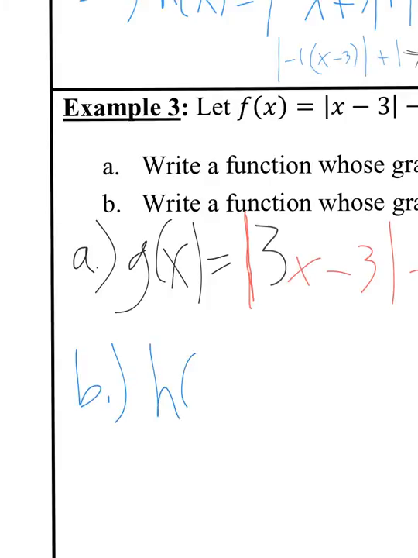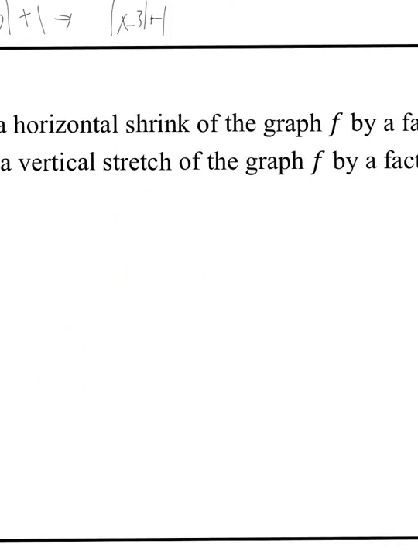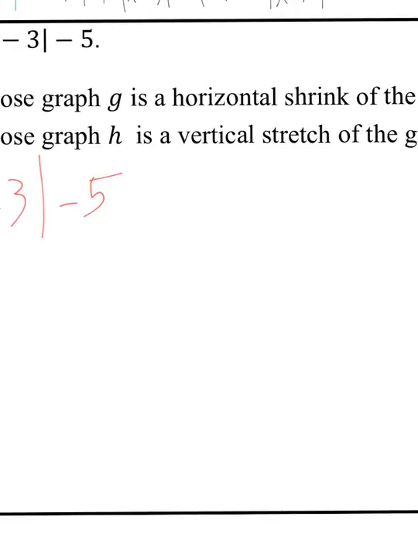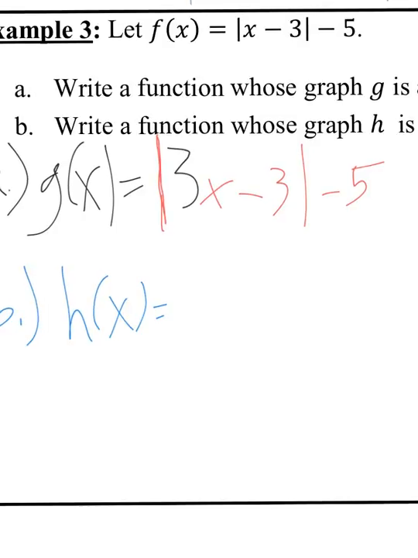So on part B, it'll be a little bit similar. So h of x is going to equal a vertical stretch by a factor of 2. Well, okay, so vertical stretch means it's on the outside of the function. So I'm just going to write 2, and then I can say absolute value of x minus 3 minus 5. And so you might be thinking, so why don't you do 1/2? Well, the 2 will make it stretch.